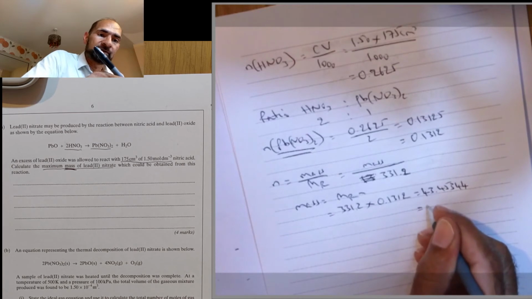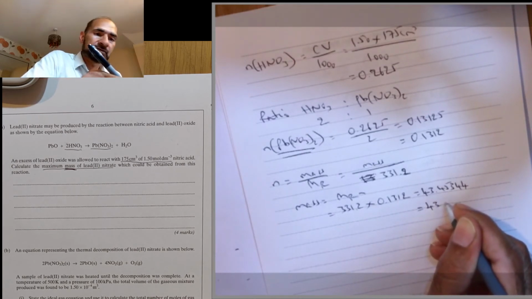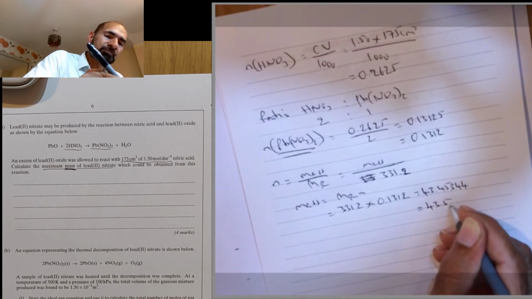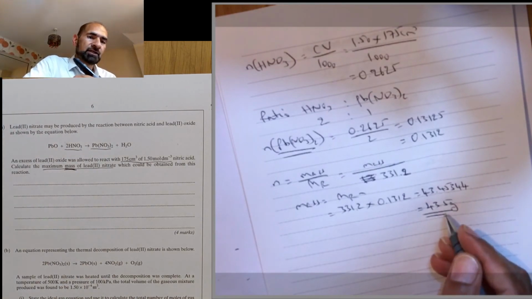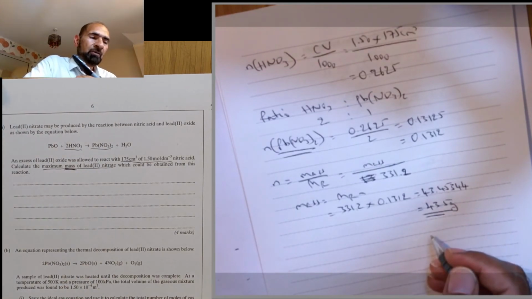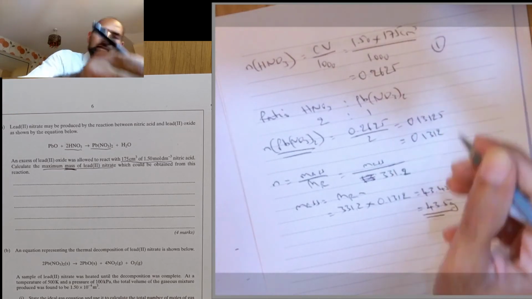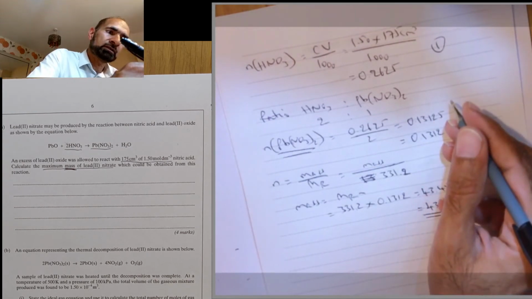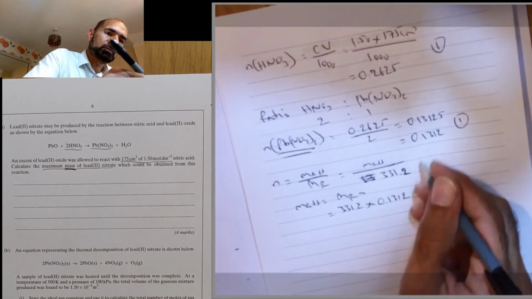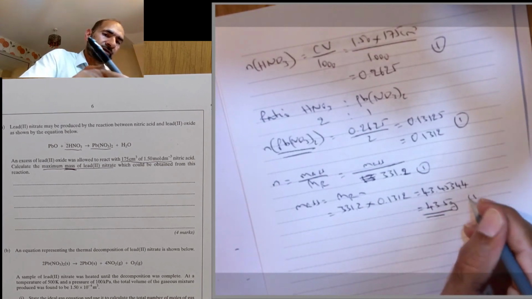Maximum 3 sig figs, because the data in the question is 3 sig figs. So I'll give that as 43.5, and that's grams. Okay, and so that is the grams of lead nitrate that you'll end up with. As for marks, it's only a 4 marker, so there's 1 mark here, 1 mark here, 1 mark here to work out the MR, and then of course 1 mark for the final part.